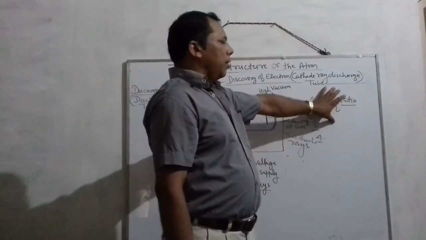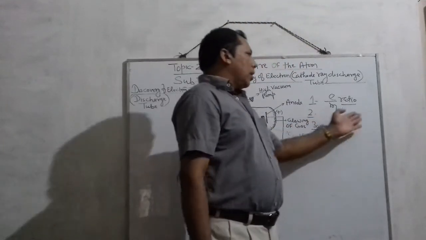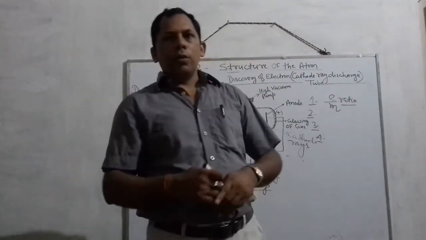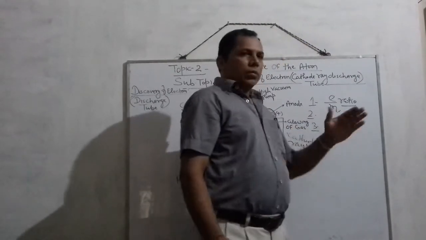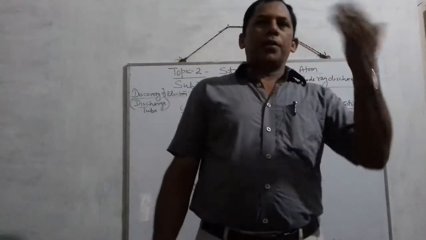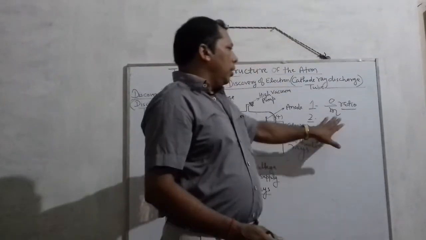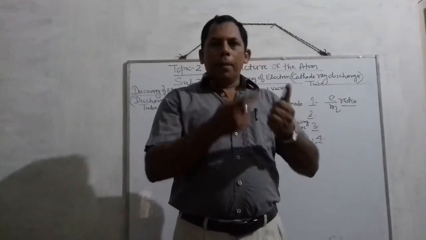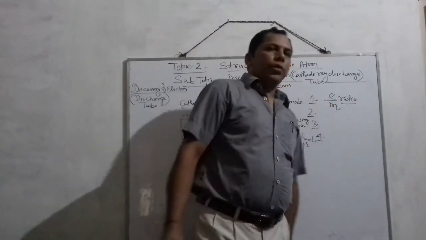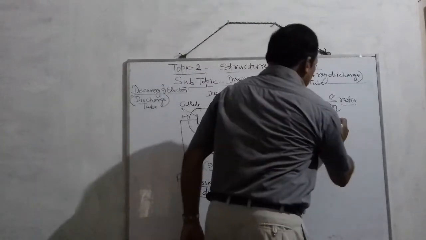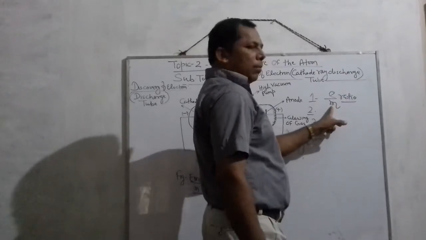This e by m ratio was measured by J.J. Thomson by applying the cathode ray tube, and he also applied high electric and magnetic fields perpendicular to each other. He found the e by m ratio, that is the charge of the electron and the mass of the electron.